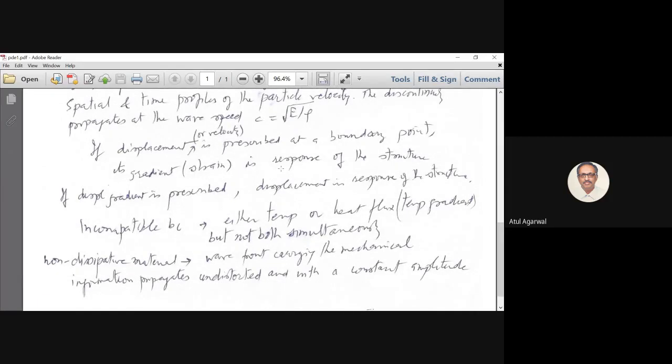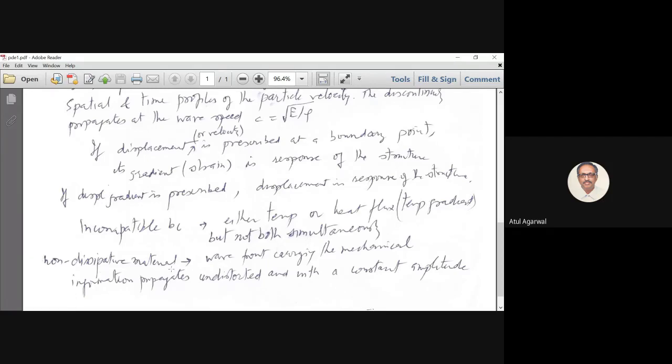Another thing is, if displacement or velocity is prescribed at a point, its gradient is the response of the structure. If displacement gradient is prescribed, displacement is the response of the structure. You cannot give both displacement and displacement gradient. Such conditions are called incompatible boundary conditions. For example, if you specify both temperature and heat flux. You can either give temperature or heat flux for the thermal problem.